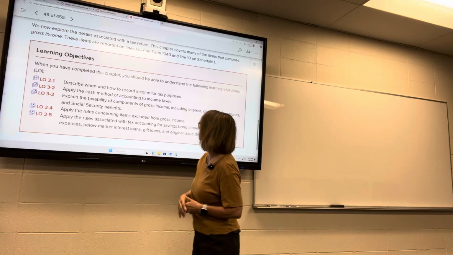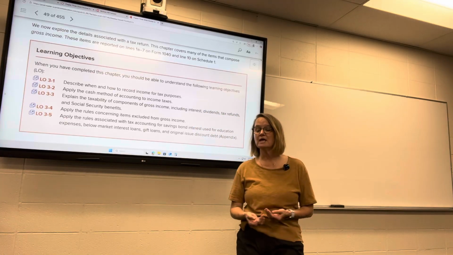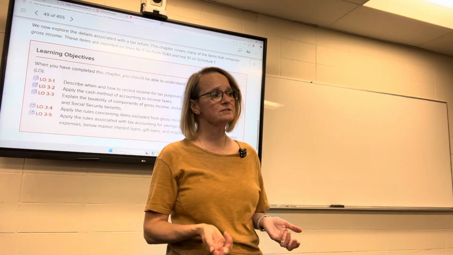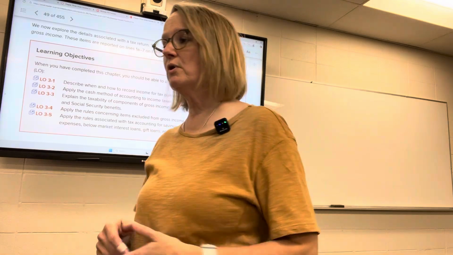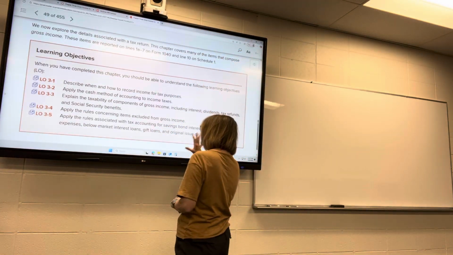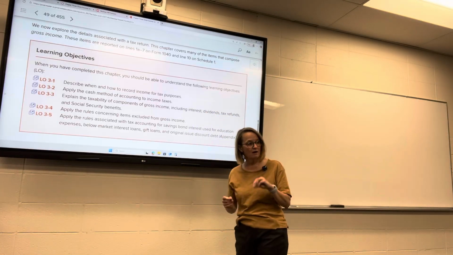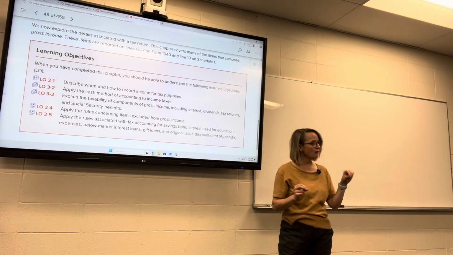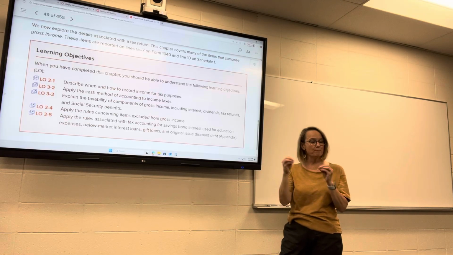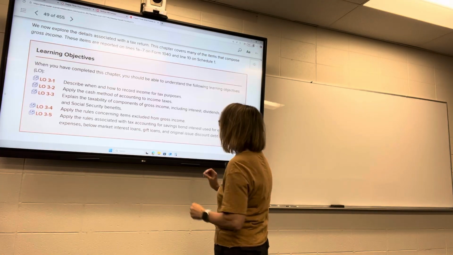We use the cash method of accounting for income taxes. The only time we don't use the cash method is for certain corporations. We'll use the accrual method of accounting, but we use the cash method. So we're just going to go through exactly what that is. Then we're going to look at some specific components of income and how we calculate what part of them is taxable and what part might be excluded.